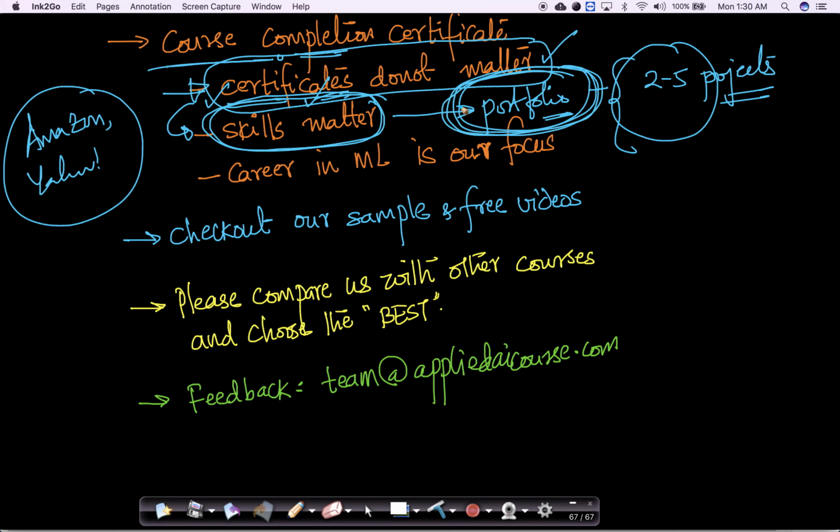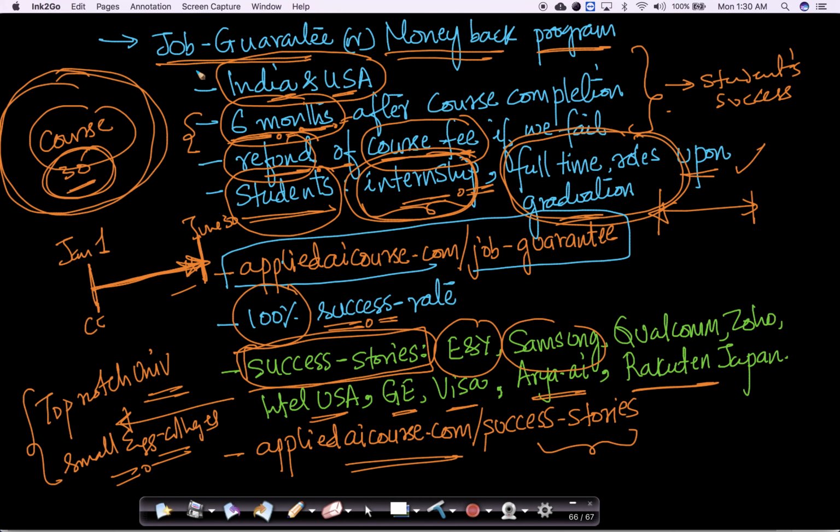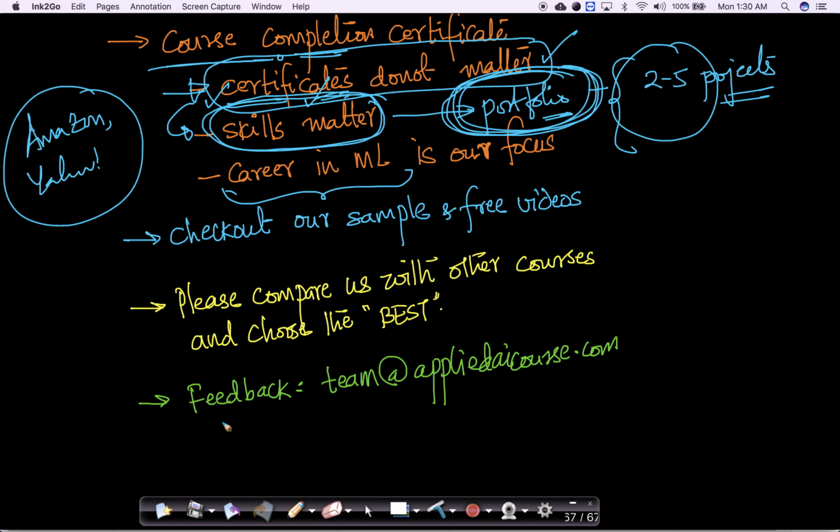And the core focus of our whole course is not a certificate at the end of it. It is to help you transition to a machine learning career. That's the core focus. That's why we have the job guarantee program in the first place.